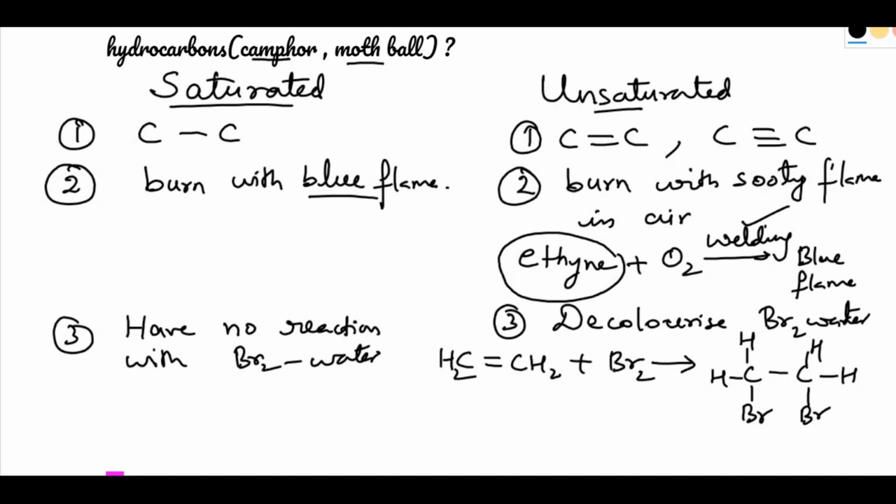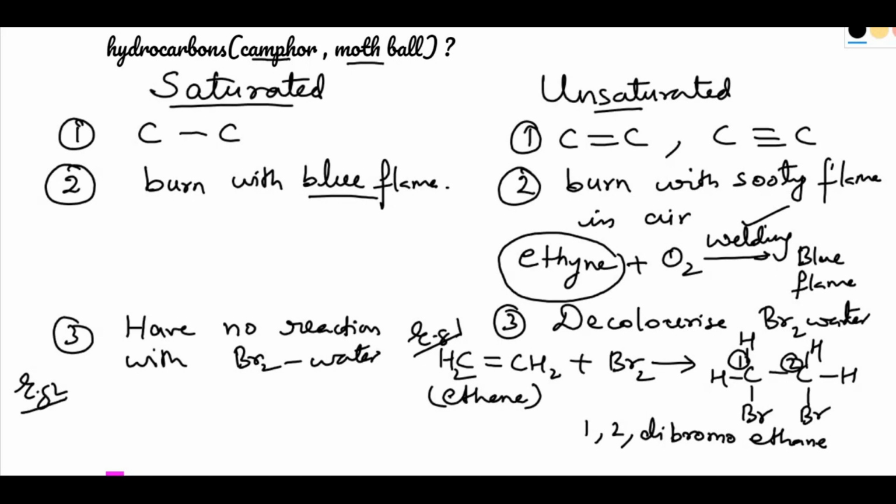What is the name of the compound? I'm just numbering the carbon atoms, 1, 2. So it is 1,2-dibromo, because the two bromine atoms are connected. So dibromoethane, because now it is saturated. You see all single bonds. This is ethene reacting with bromine water. This is example 1. How about example 2?